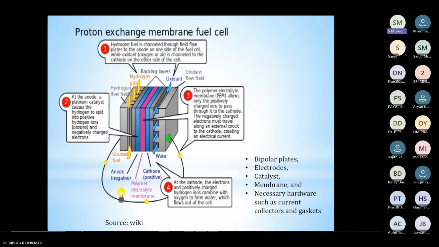Now, if you connect this anode and cathode, you get electrical power output. At the same time, you can see water is coming out from the fuel cell. So this water, when it comes out of the fuel cell as a result of the electrochemical reaction, it will carry some heat. So that can be extracted. Next, please.